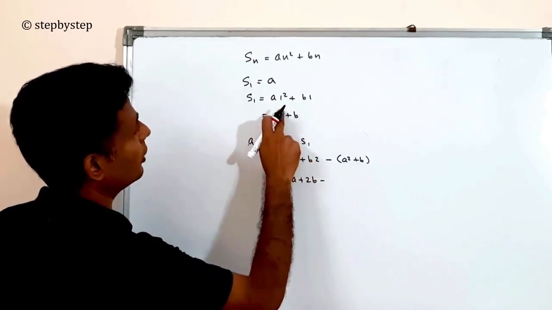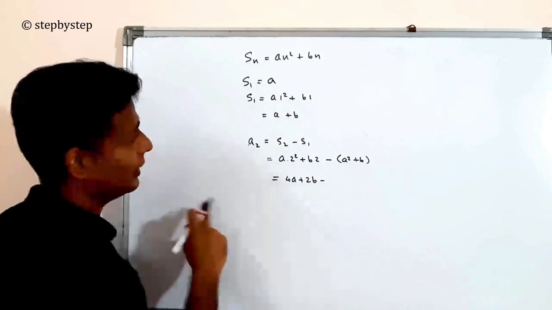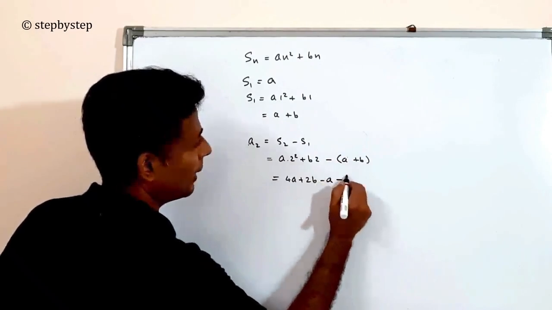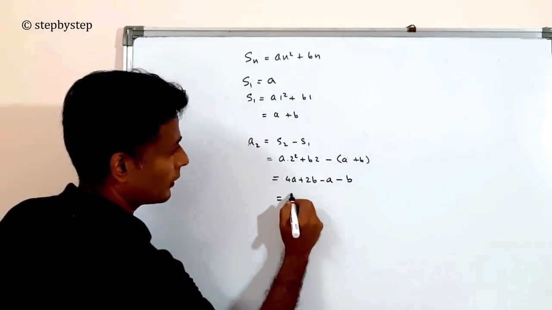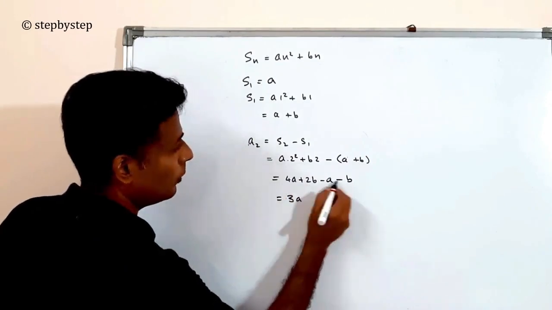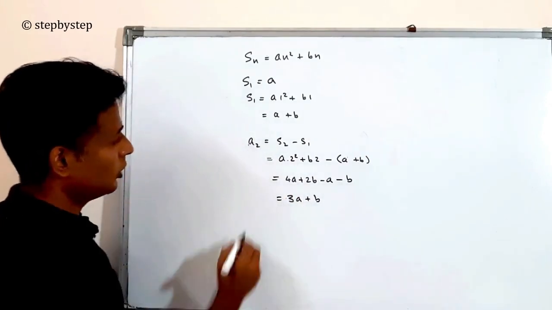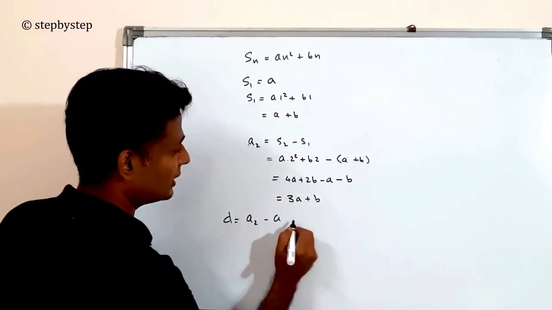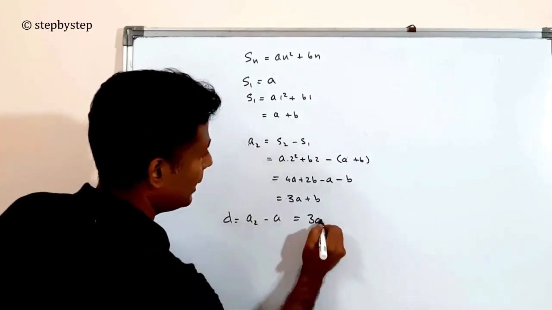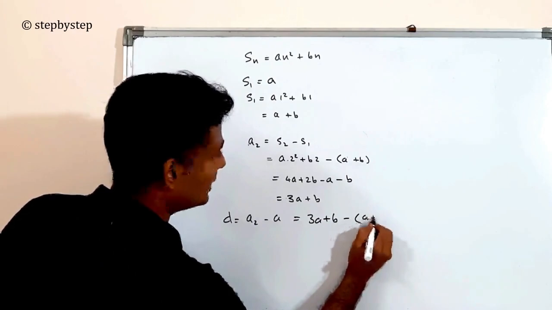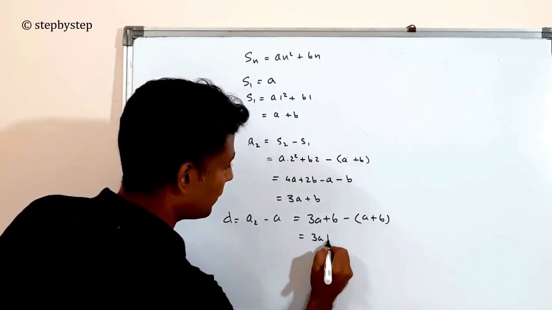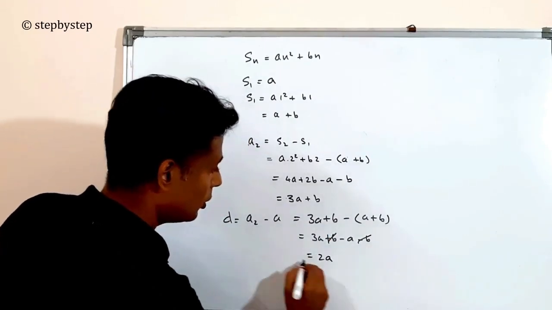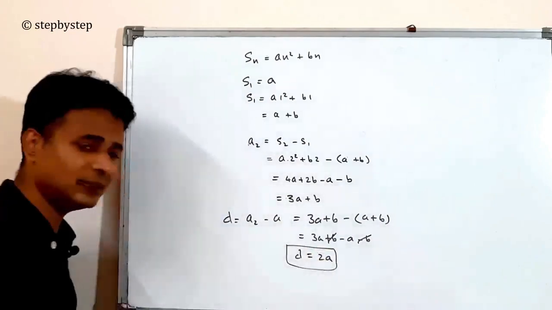Oh, it's not a square, sorry, it is a into 1 square, that is a into 1, this is not a square, so minus a minus b. So 4a minus a is 3a, 2b minus b is plus b. So this is our second term, this is our first term. So the common difference will be the second term minus the first term, which is equal to 3a plus b minus a plus b. So that becomes 3a plus b minus a minus b; plus b minus b cancels, 3a minus a is 2a. So the common difference for this AP is 2a.